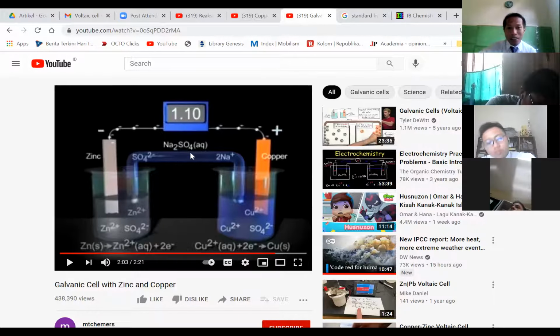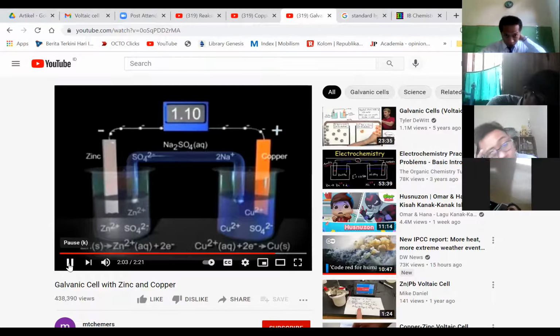If there is no salt bridge like this, at one point the Voltaic cell will stop working, because there is too much negative charge in the right and less negative in the left. Okay, is it clear?